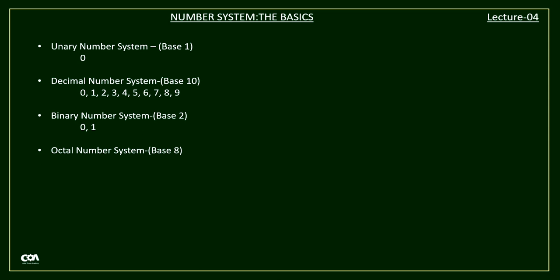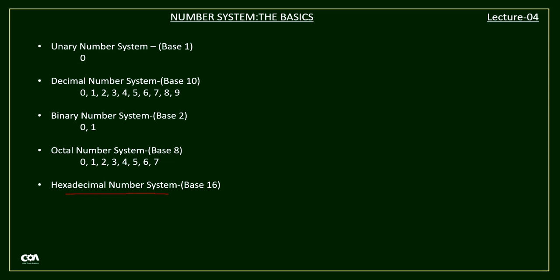Another important number system is the octal number system. In the octal number system, the base is 8, and the 8 symbols from 0 to 7 are used to represent whole numbers in the octal number system. Another important number system is the hexadecimal number system.